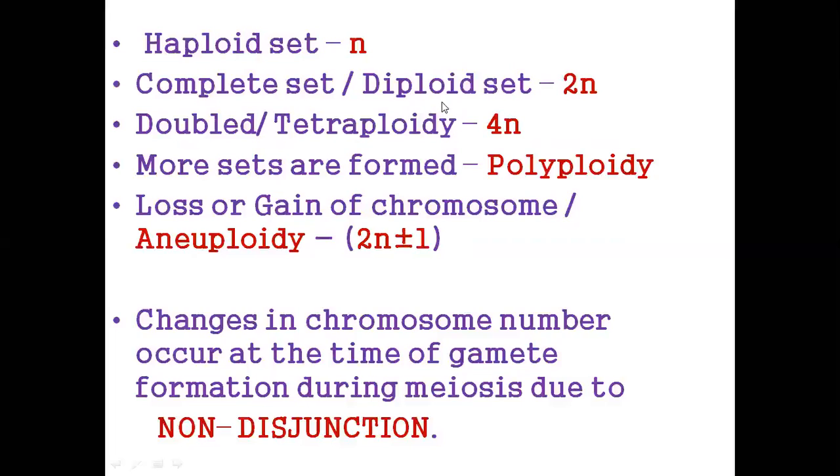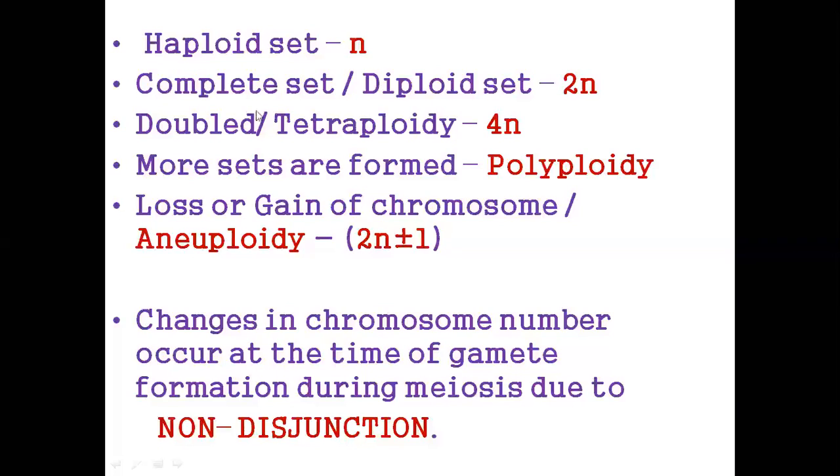Complete set or diploid set means that all the organisms have 2 sets of homologous chromosomes and we call them diploid. Each type of chromosome is represented twice, with an exception of sex chromosomes. Therefore, all animals and higher plants are diploid.